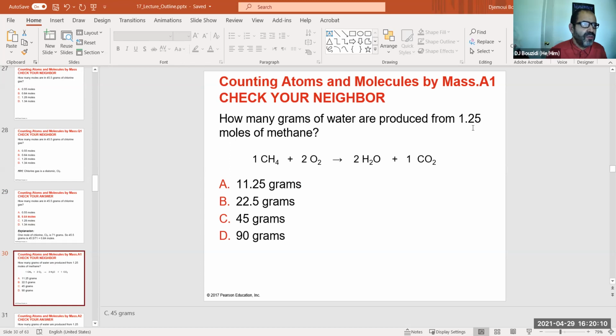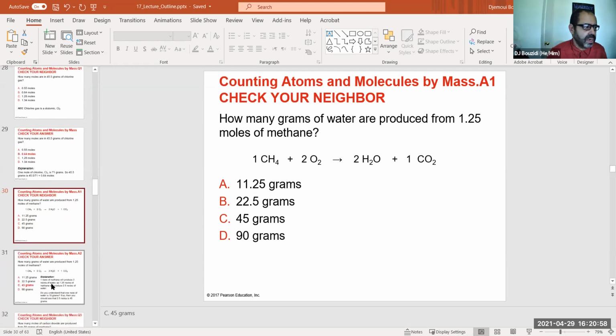So how many grams of water are produced from 1.25 moles of methane? 1 mole of methane will give you 2 moles of water. But now you don't bring 1, you bring 1.25. So it's going to be slightly more than 2 moles. So the correct answer is not going to be 11 for sure. 90 is way too many, remember. We need slightly more than 2 moles. 1 mole of water is 18 grams, so we need slightly more than 36. So the correct answer cannot be 22. It has to be more than 36, and 90 is too much. So the correct answer is around 45, which is the correct answer.